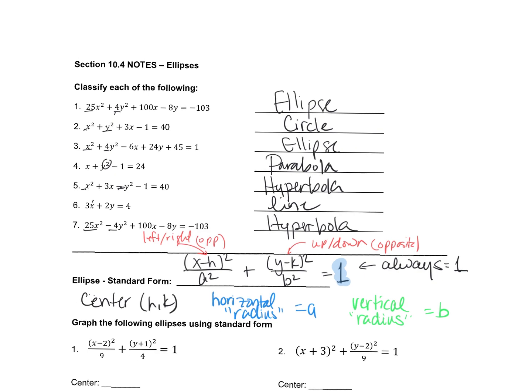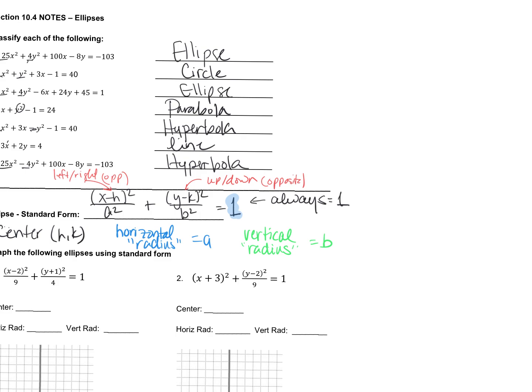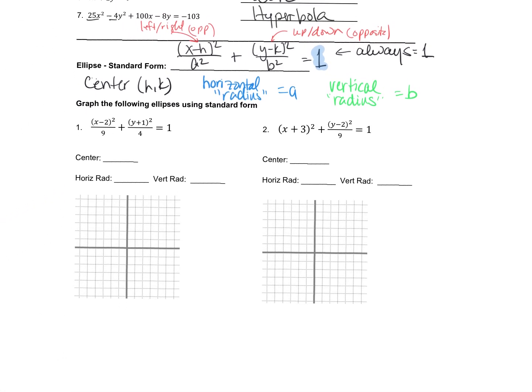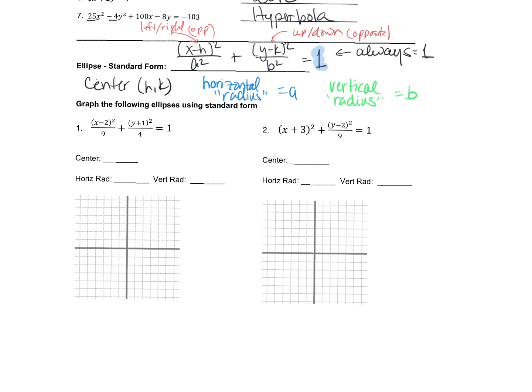So let's use that idea to graph our ellipses. Okay, so let me move this up. Our first one we have here, our center will be, we're going to go this way 2 and down 1. So that means our center is going to be at (2, -1). The horizontal radius, that's the a, is the square root of 9, so that's a 3. And the vertical radius, the square root of 4, is a 2.